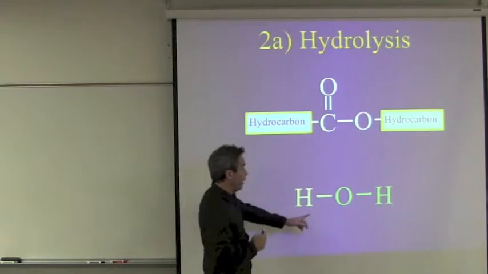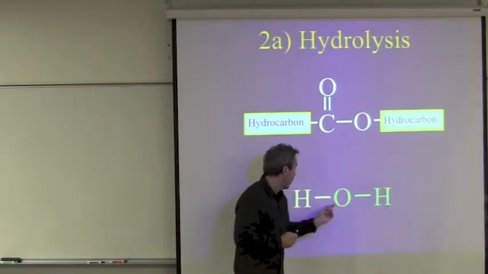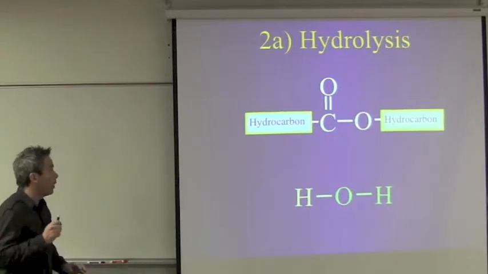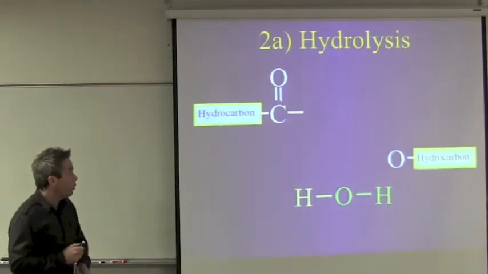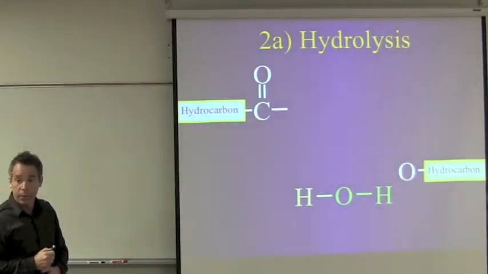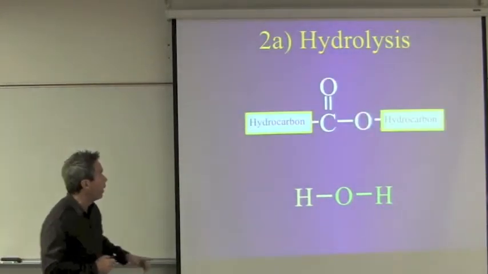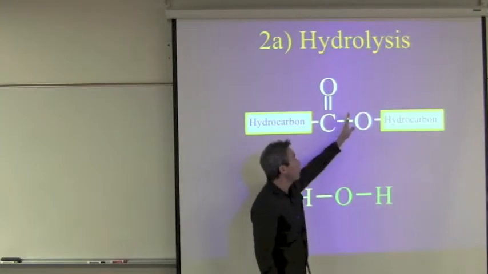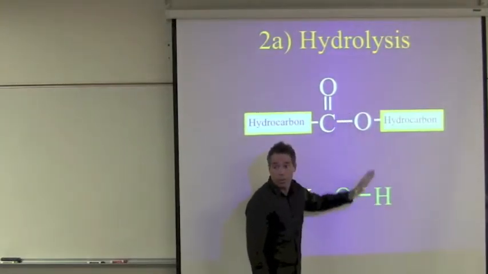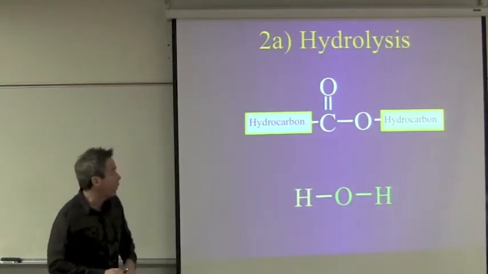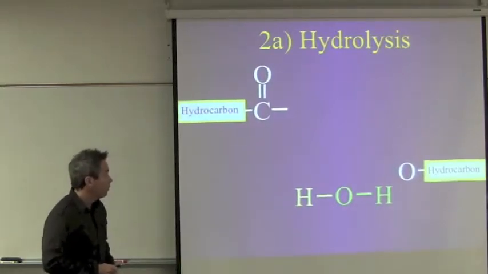Notice I've made these slightly different colors. This OH is the green and this H is yellow, because we're going to keep track of those and see what happens here. So step 1, you break that. Okay? I'm going to back up the animation, show you again. In hydrolysis, the first thing that happens is this chemical bond breaks. Remember, chemical reaction, you're breaking old bonds and or making new bonds. So that bond breaks right there.